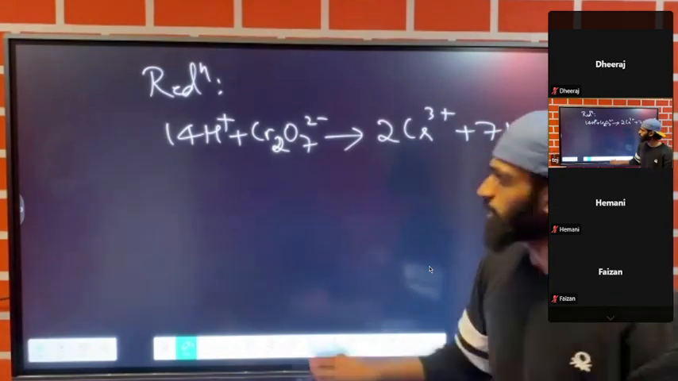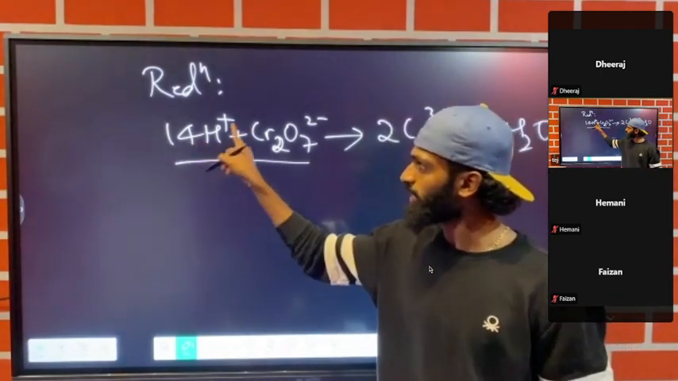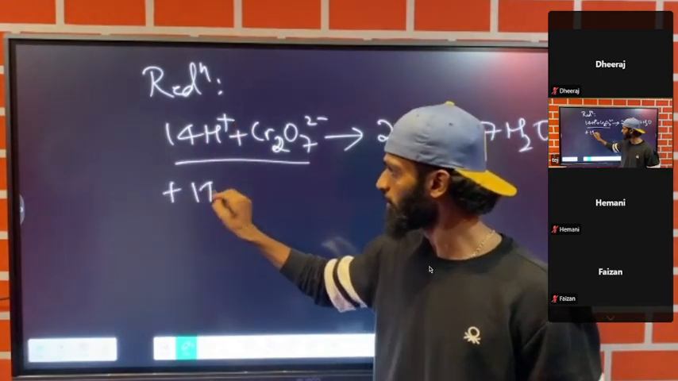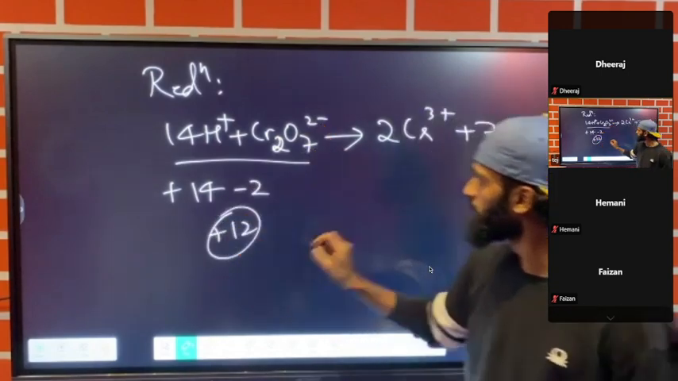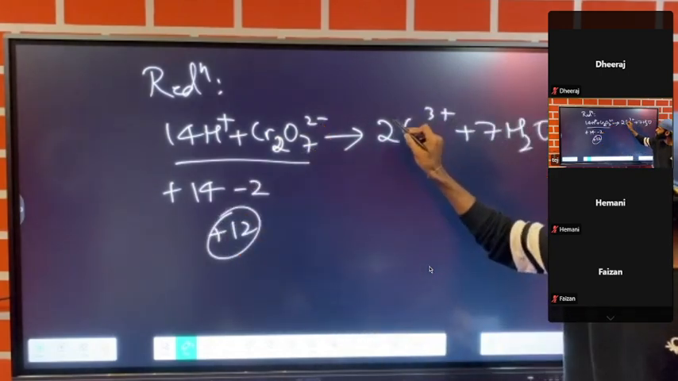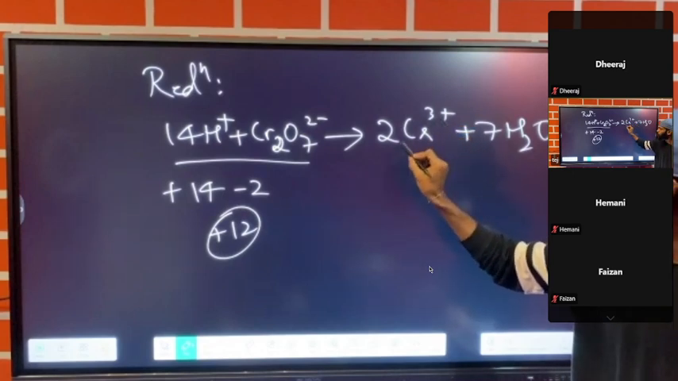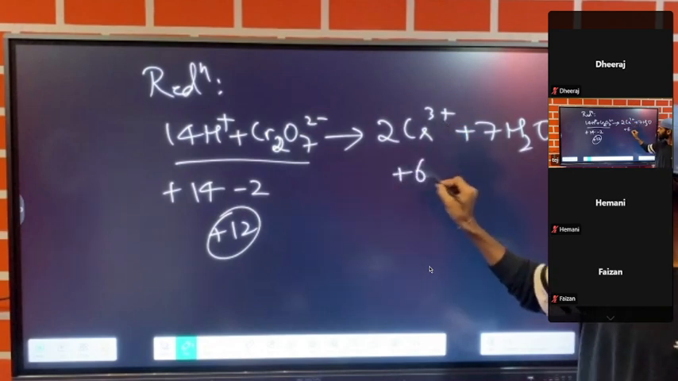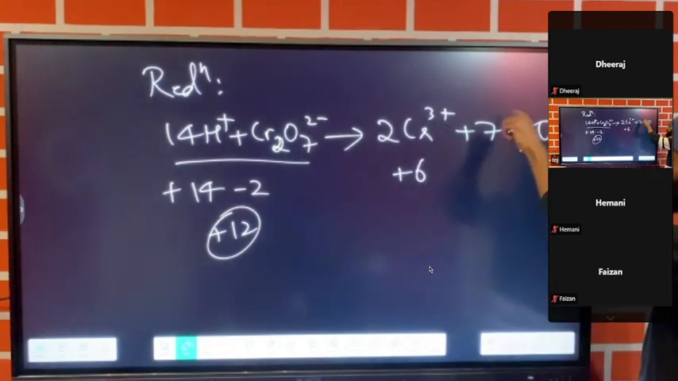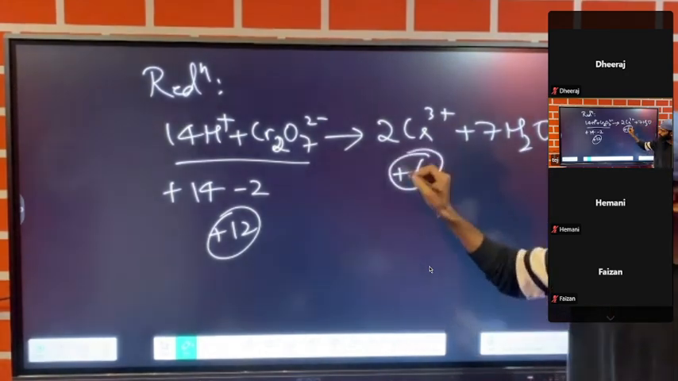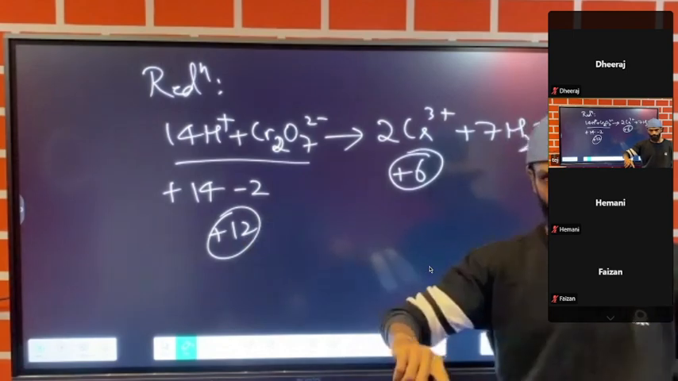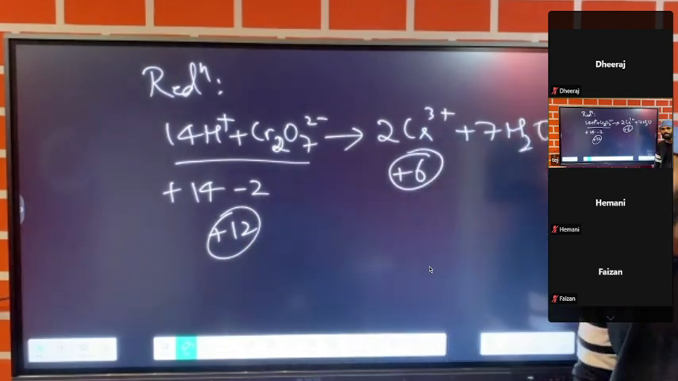I'm finding what total charge? Here, this side. 14 plus 14 minus 2. So the answer is plus 12. Okay, here, careful. 2 into 3, plus 6. Okay, water has no charge, meaning 0. So on the left hand side, there was plus 12. On the right hand side, there was 6.